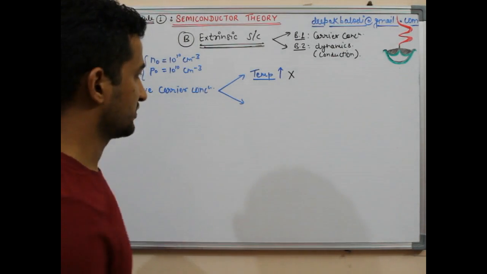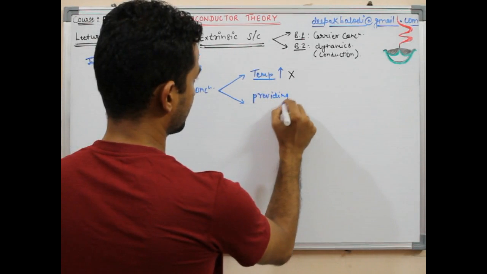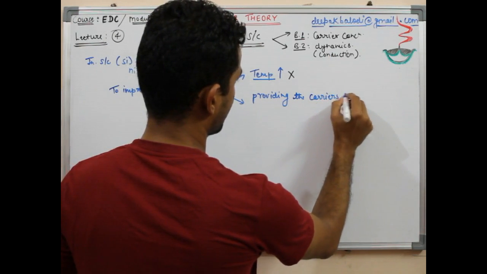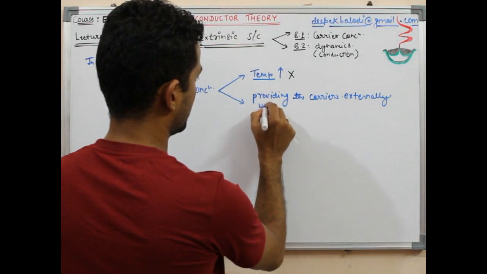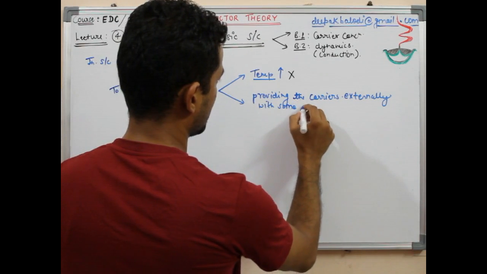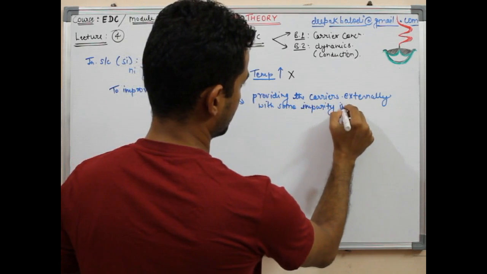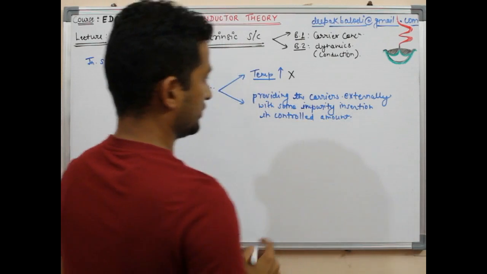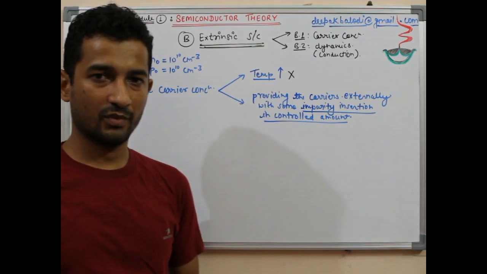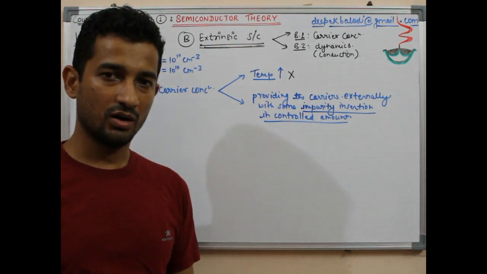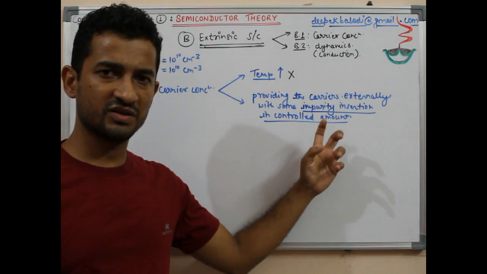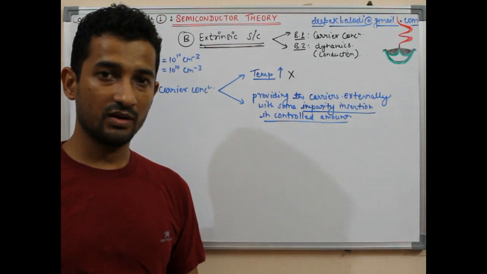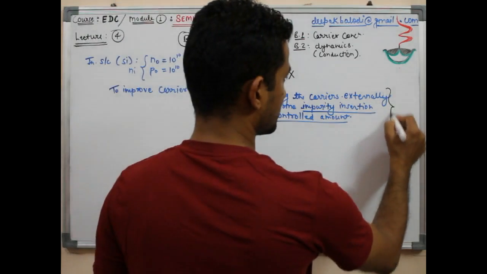The next key factor is providing the carriers externally with some impurity insertion in controlled amount. First of all, we are not interested in any impurity. We would like to intentionally have those impurities which can result into some free carrier contribution, as well as in controlled amount. So that process of carrier insertion will be a very, very controlled process. So this whole thing is called doping.